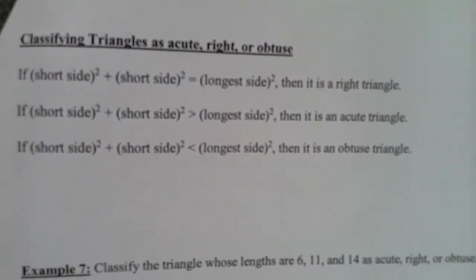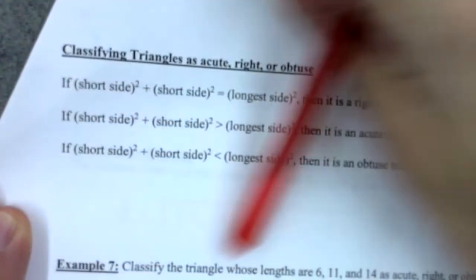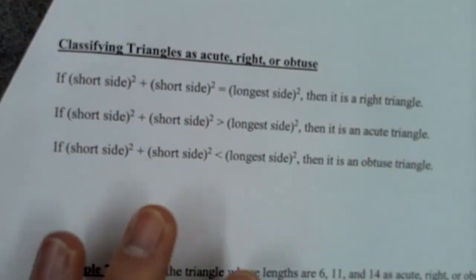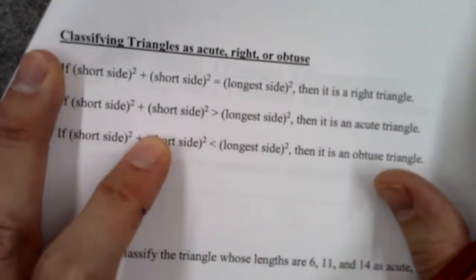Okay, one more page. All right. Classifying triangles as acute, right, or obtuse. So the first one is easy. If one short side squared plus the other short side squared equals the longest side squared, then it's a right triangle. I think we just talked about that.